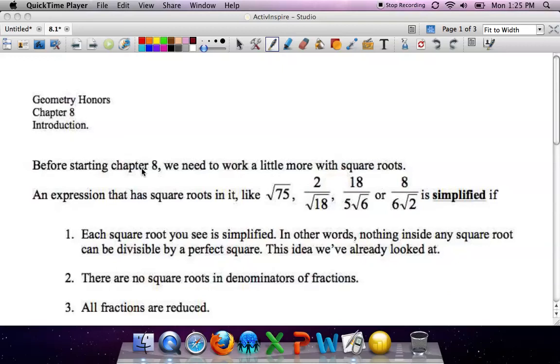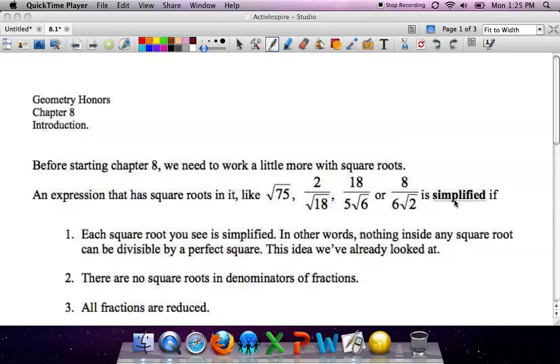Today we're beginning Chapter 8. Before really beginning the content in Chapter 8, let's do some reminders about square roots. An expression has square roots in it like square root of 75, 2 divided by square root of 18, 18 divided by 5 root 6, or 8 divided by 6 root 2.